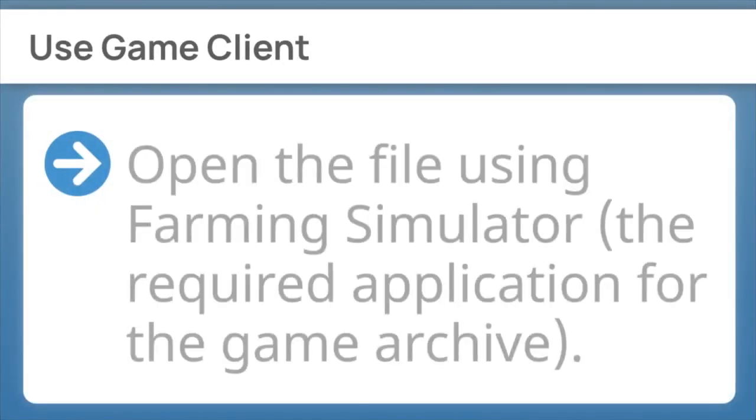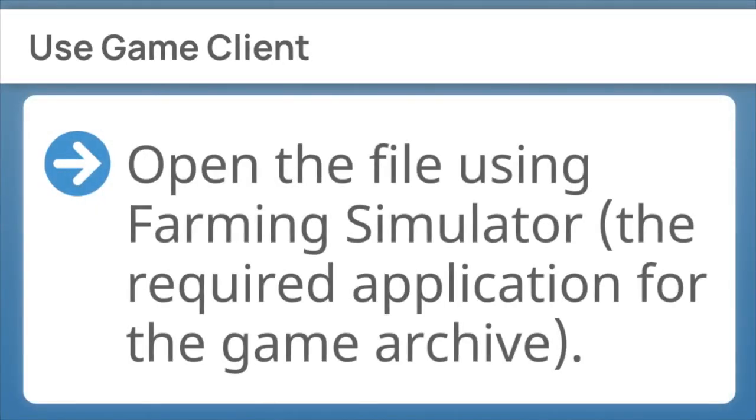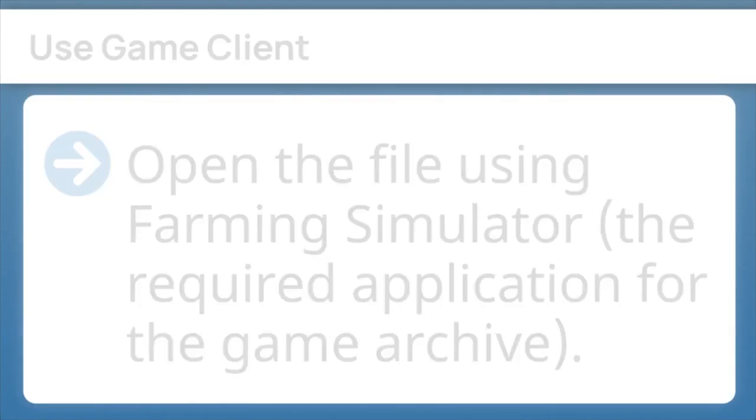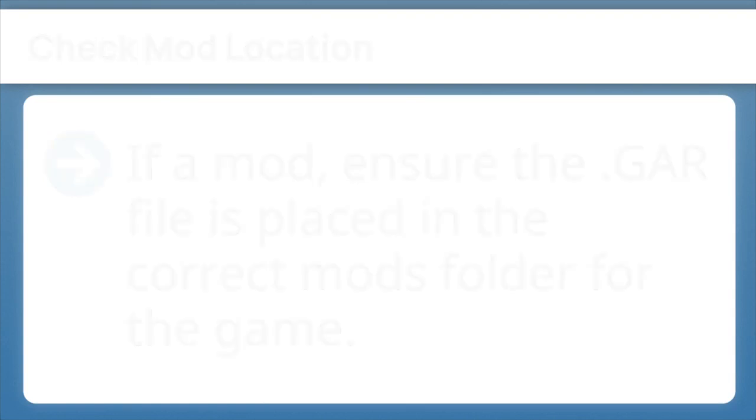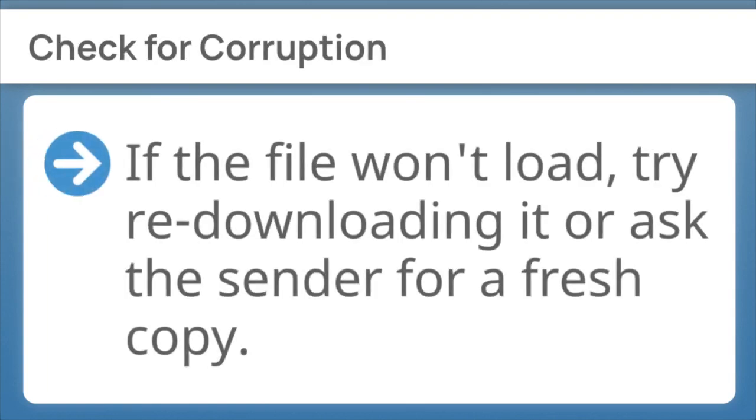First, use the game client. Open the file using Farming Simulator, the required application for the game archive. Next, check the mod location. If it's a mod, ensure the .gar file is placed in the correct mods folder for the game. Finally, check for corruption. If the file won't load, try re-downloading it or ask the sender for a fresh copy.